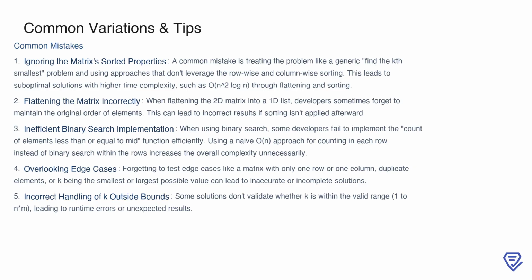Additionally, edge cases are easy to overlook. Situations like matrices with only one row or one column, matrices with duplicate elements, or when k is the smallest or largest possible value. Finally, some solutions fail to check if k is within valid bounds. For instance, k must be between 1 and n*m. Failing to validate this can lead to runtime errors or unexpected behavior, so always consider these scenarios in your implementation.